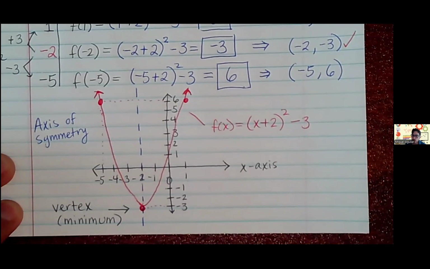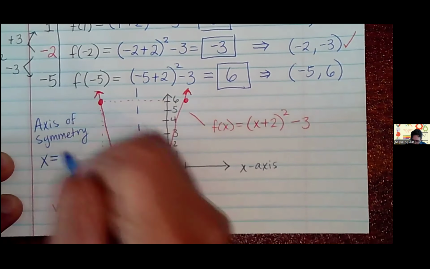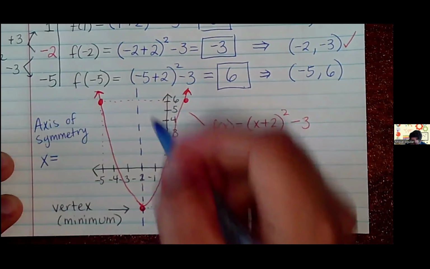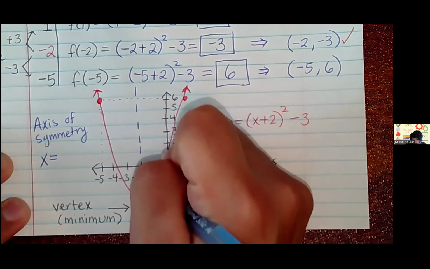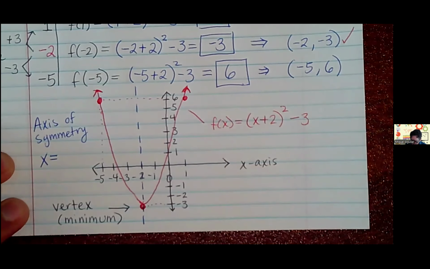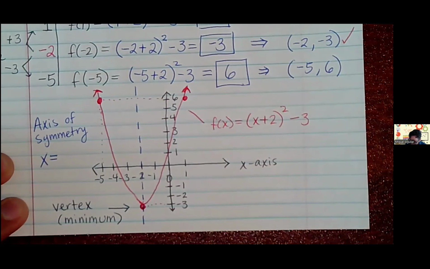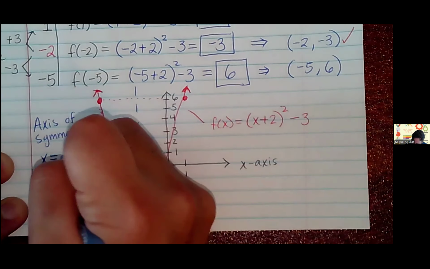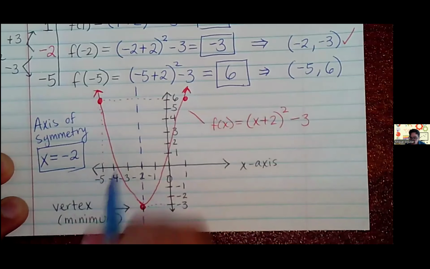Okay. And we write the axis of symmetry as an equation, and that equation is always going to be x equals whatever x value this perfectly straight line that cuts through the vertex goes through on the x-axis. So where did this dashed line cut on the x-axis? What number did we cross? -2. Yeah, so x = -2. That's the axis of symmetry for this particular graph.